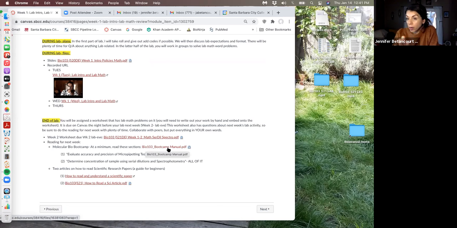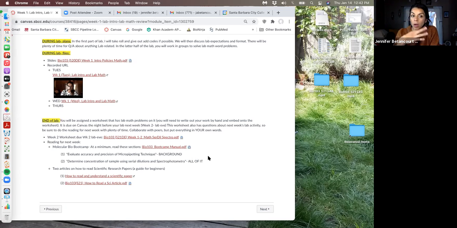You're going to be reading parts of the bootcamp manual that are on Canvas. So this manual has 3 sections and we are modifying it to fit an online format. So the only part of the micropipetting technique that you need to do is a background. It just provides a little more information about pipettes because it's important if you're going to take molecular biology that you leave at least with some knowledge of pipettes. If you can't use them with your hands, you need to know about them. And then determining the concentration of samples using serial dilutions and spectrophotometry. So you're going to read all of that because we're going to actually do that activity.